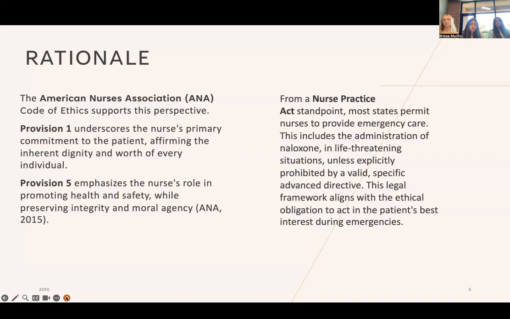Now, from the Nurse Practice Act standpoint, most states permit nurses to provide emergency care. This includes the administration of Narcan in life-threatening situations, unless explicitly prohibited by a valid, specific advance directive. This legal framework aligns with the ethical obligation to act in the patient's best interests during emergencies.